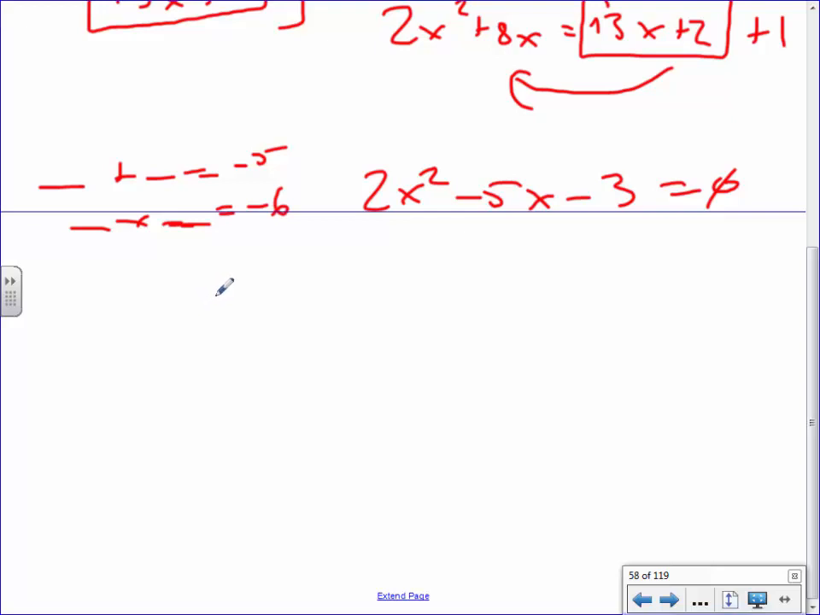If you guys haven't come across the 5-6 combo, you've got to be really careful. It's either 1 and 6 or 2 and 3. You just have to watch your signs really carefully, because both kind of work, but only one actually works. Yeah, that's going to be the one, right? -1 and +6, -1, +6.